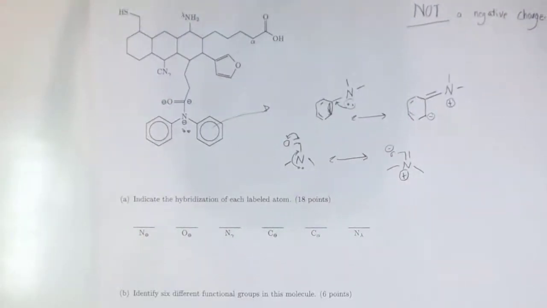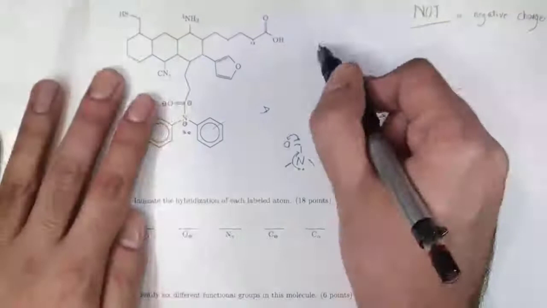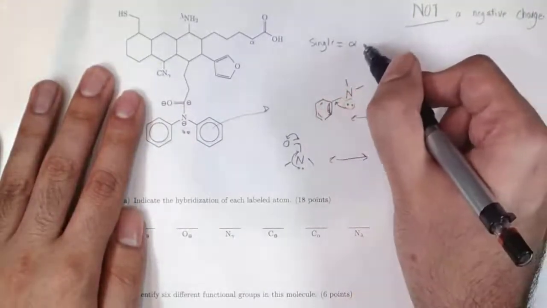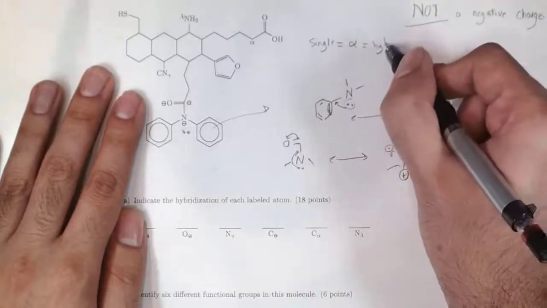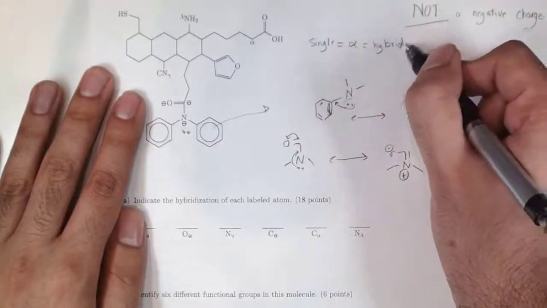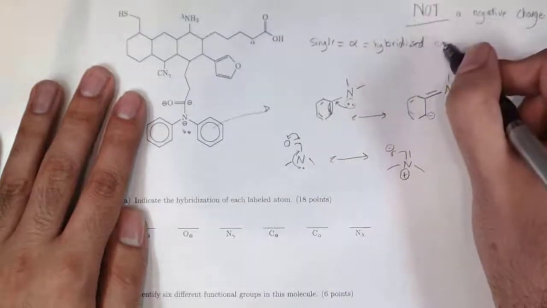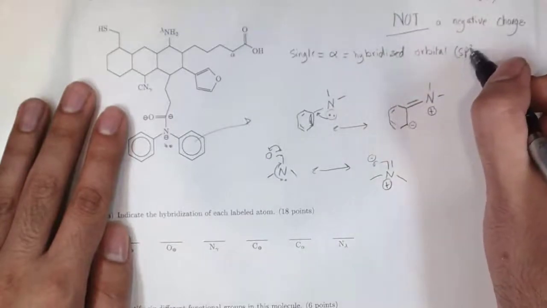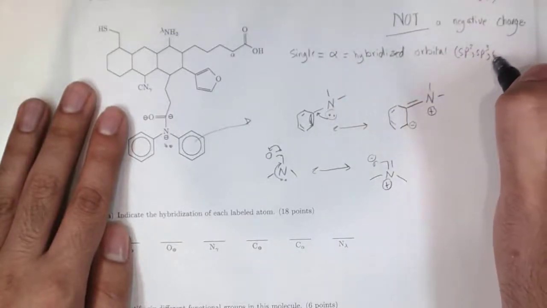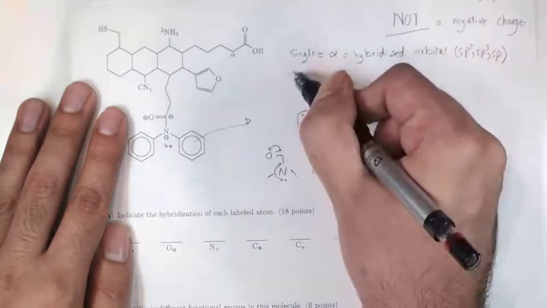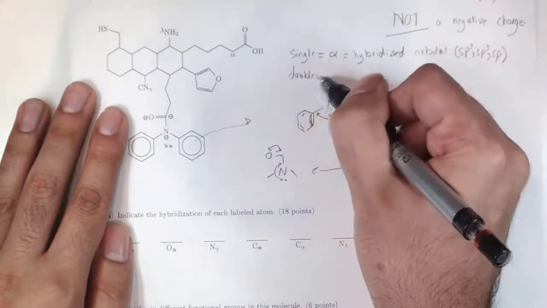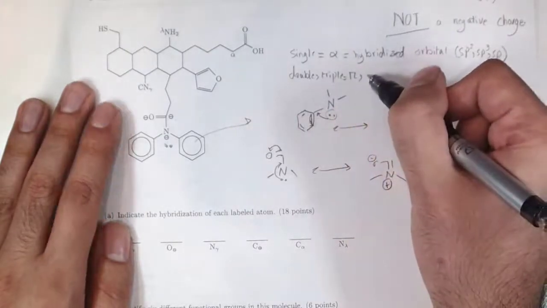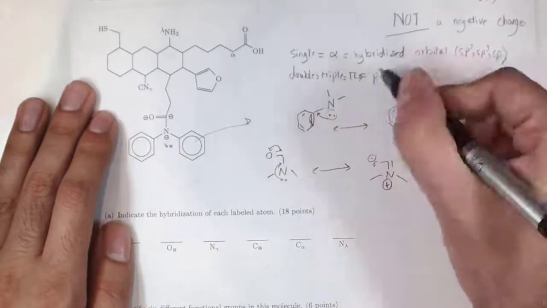Now, why did I discuss resonance? Because, as you know, your single bonds or sigma bonds are going to be using hybridized orbitals, like sp2 or sp3 or sp, whereas your double bonds and triple bonds are using pi bonds, which use p orbitals.